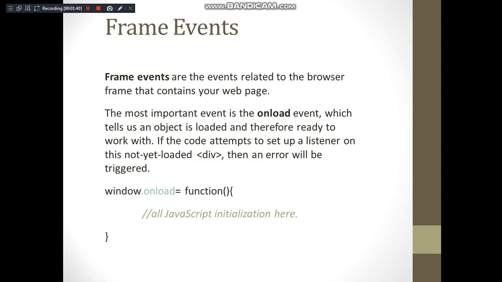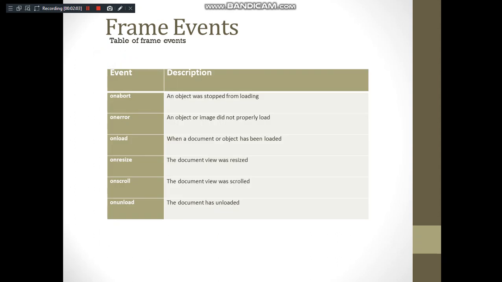So now we'll see the frame events. These are related to the frames. The most important event is the onload event, that is when an object is loaded onto the browser. The way it is called is window.onload, and inside that function you can write the JavaScript code, or else you give a call to a function and the function definition is written somewhere in the JavaScript part. So these are the different events attached to frames, like onabort, which, as I said, is related to the loading of a page.